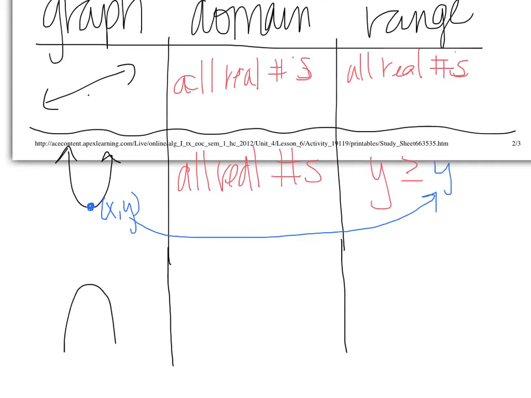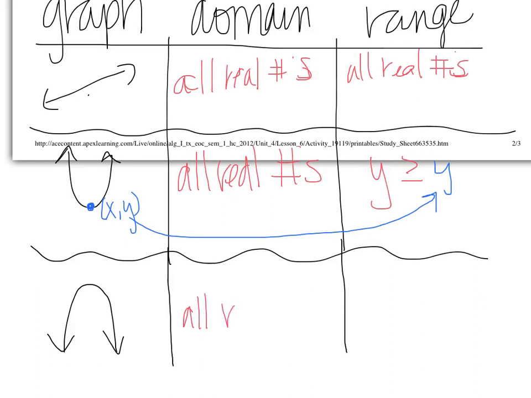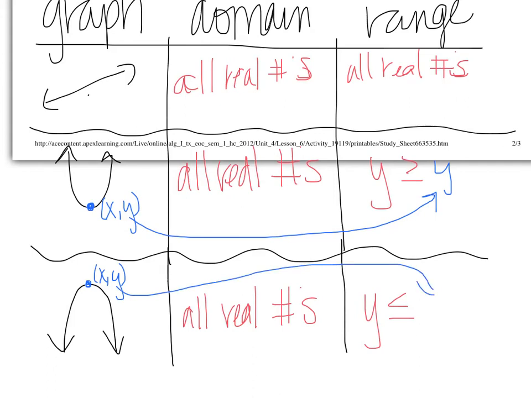If I have a parabola that opens down, that's our third possibility. The domain is again all real numbers. Our range in this case is going to be y's that are less than or equal to. Again, I'm going to call this point (x, y). Whatever this y value is here will go right there.